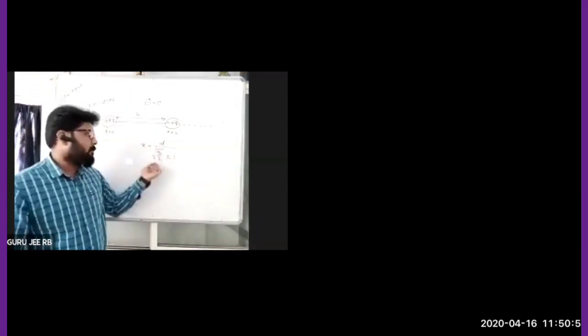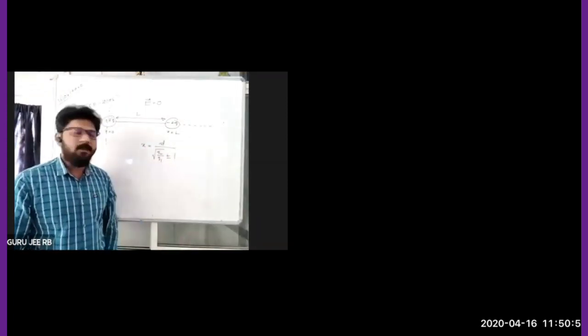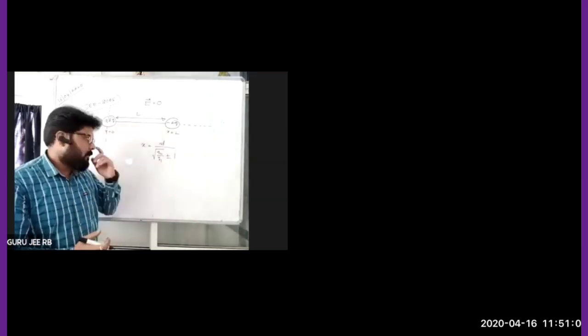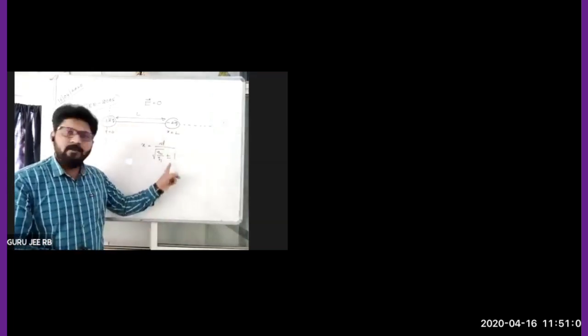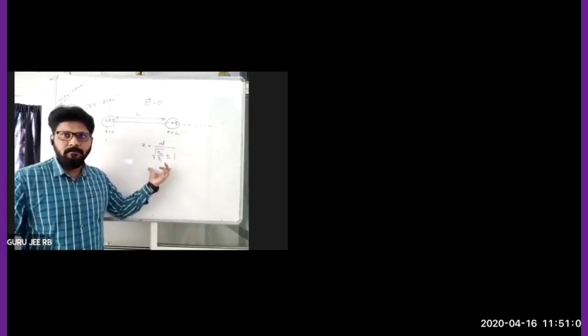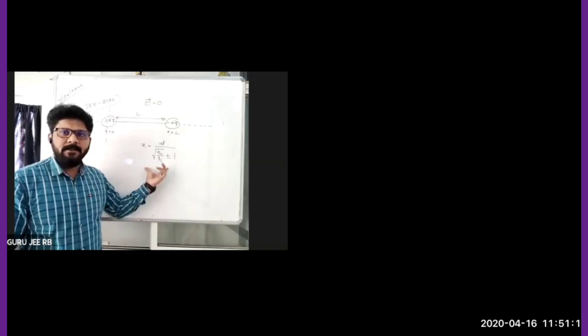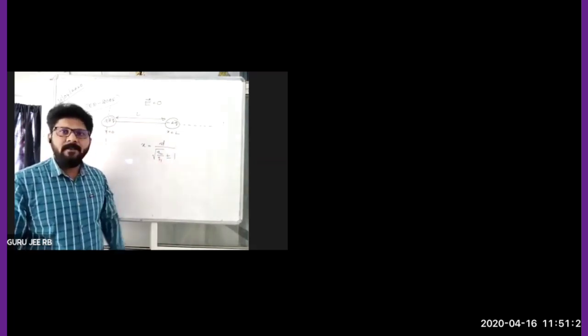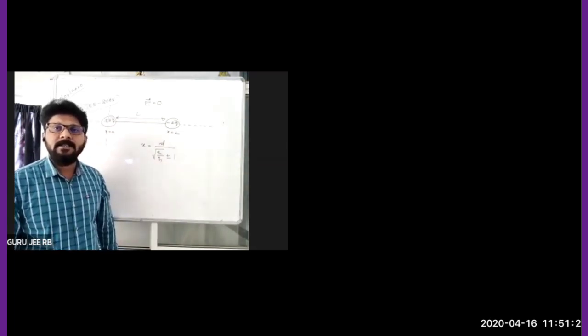So I'm using the formula x equal to d divided by the square root of q2 by q1, plus or minus 1. Here q2 is the higher charge and q1 is the lesser charge. So when do we take plus and when do we take minus? Already we did this derivation in the last classes. For like charges we take plus, and for unlike charges we take the negative sign.